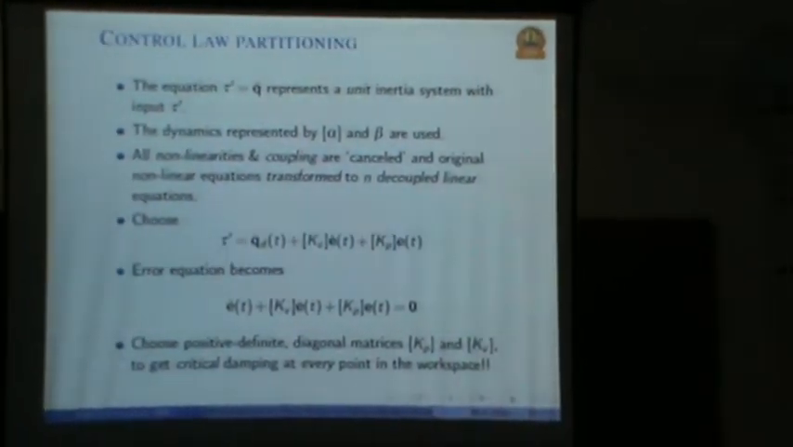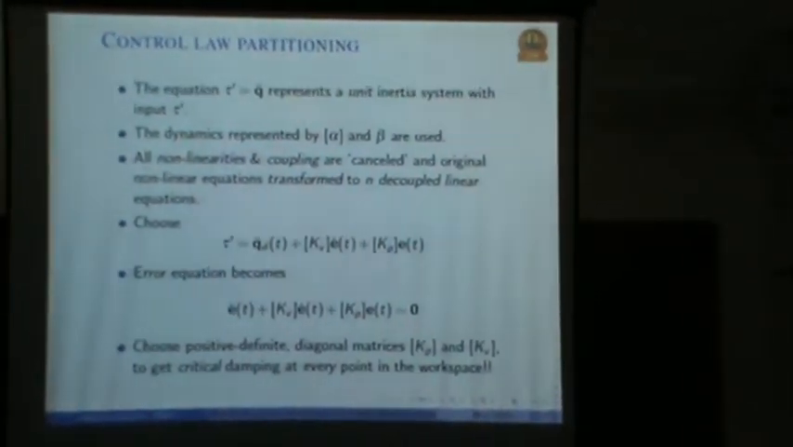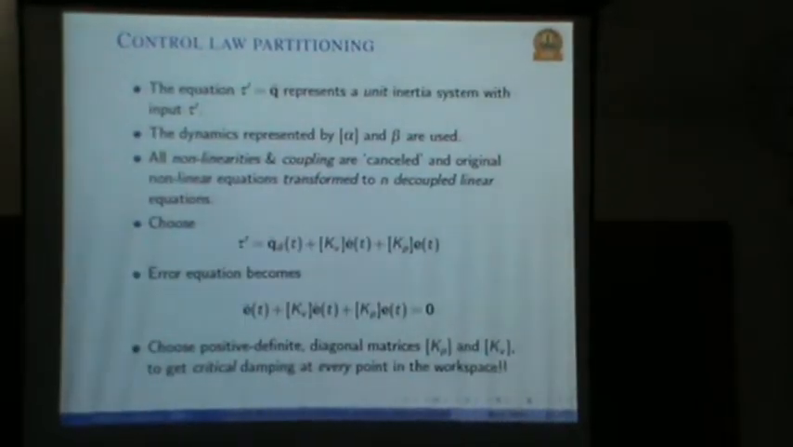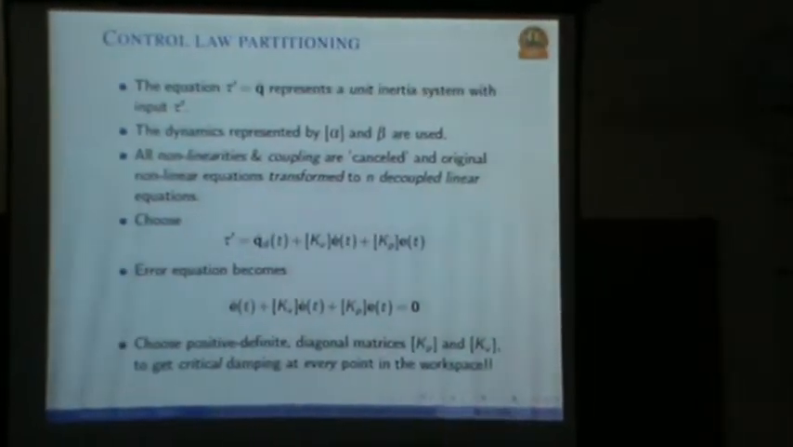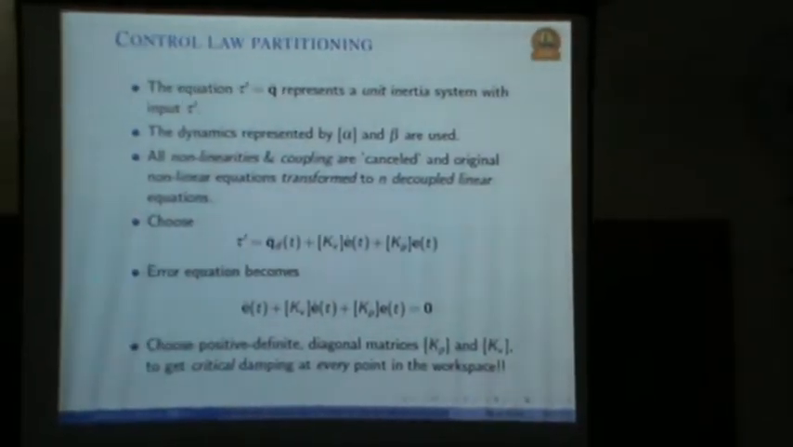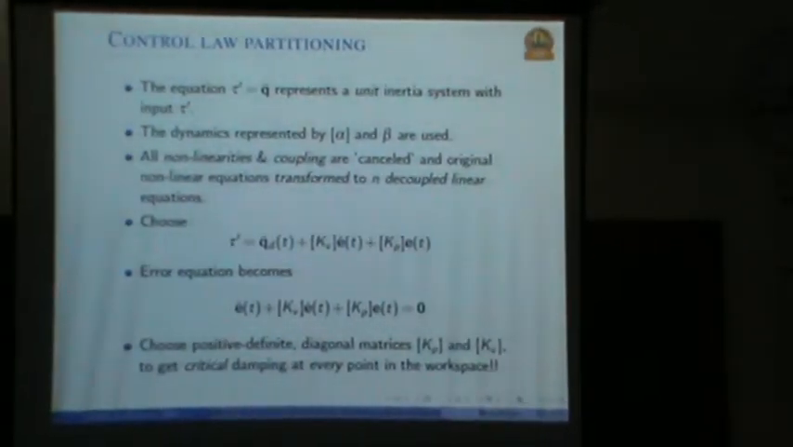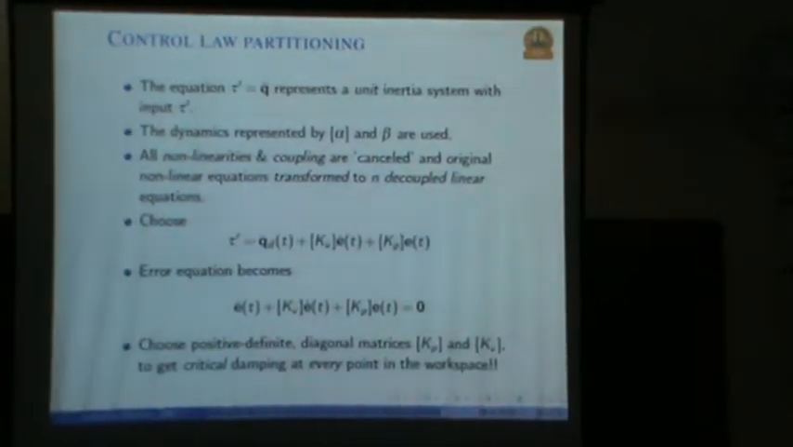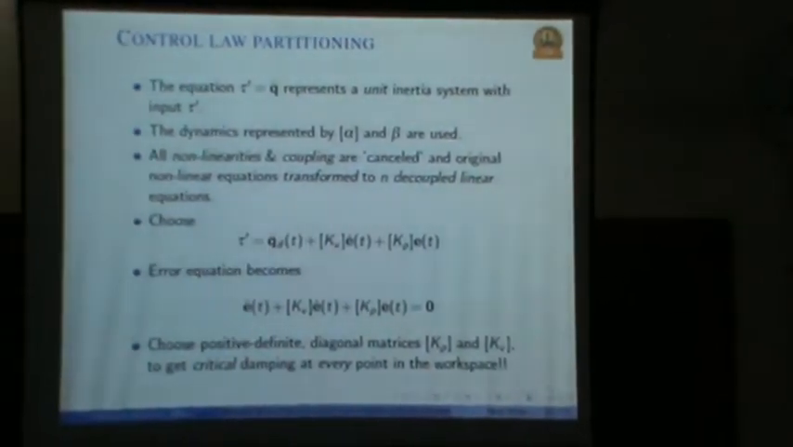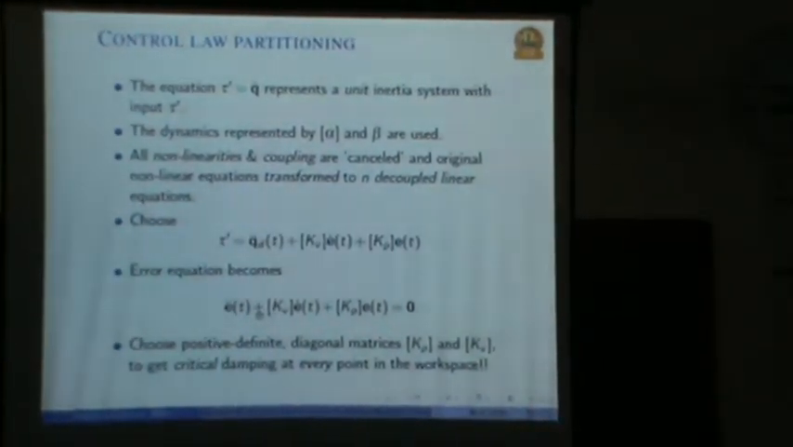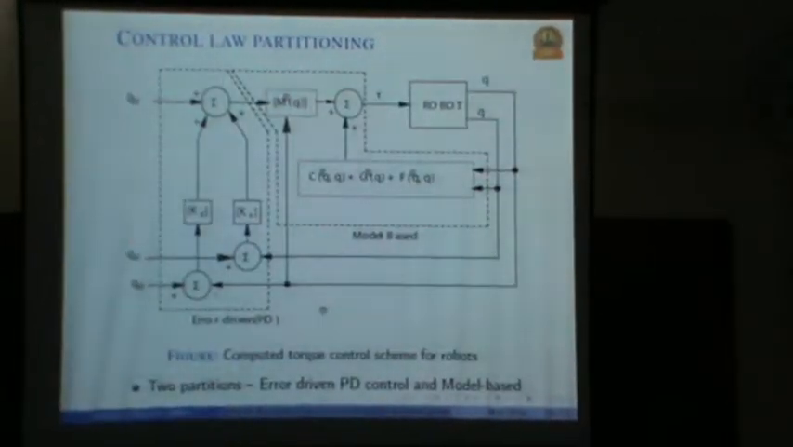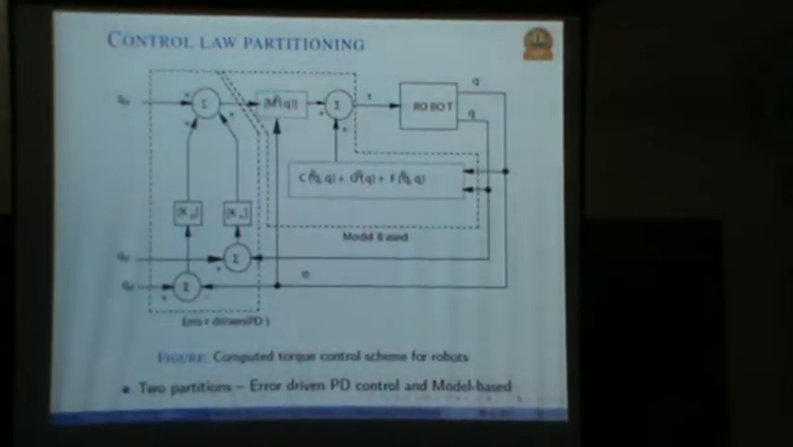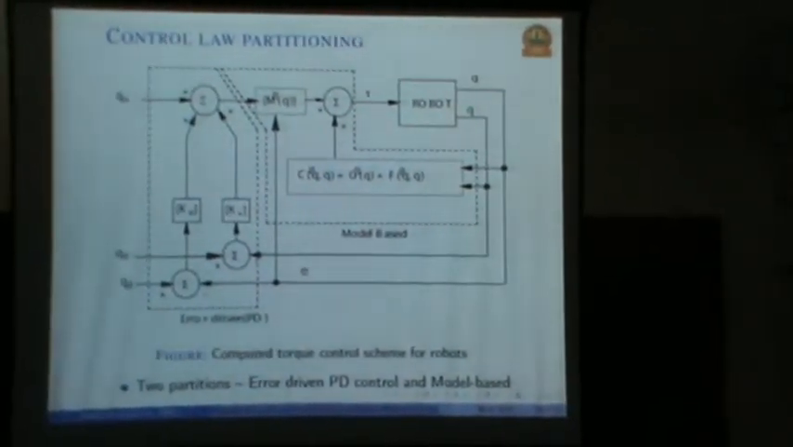And it will be the same everywhere in the workspace because there is nothing else here. This equation is telling me there is no theta dependence. It does not depend whether the robot is like this or the robot is like this. So under ideal conditions, when everything is known exactly, the error equation looks like this. And this is the implementation of this model-based controller.